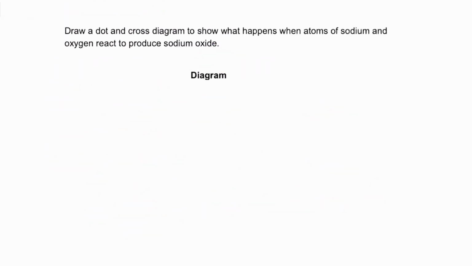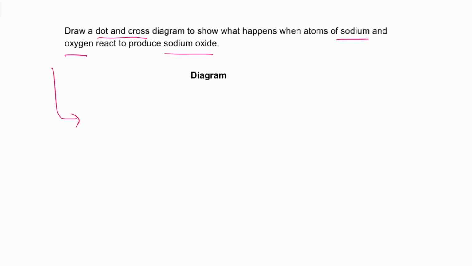Okay, a reaction question. This time we're asked to draw a dot and cross diagram to show what happens when atoms of sodium and oxygen react to produce sodium oxide. It's a dot and cross diagram, but the first thing we need to identify is what type of reaction this is, because depending on the type of reaction, we'll know what kind of compound will be formed.